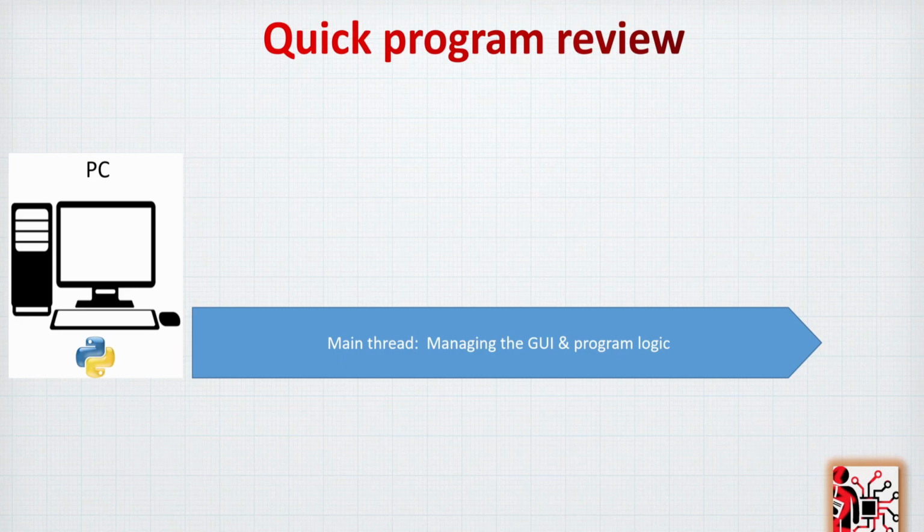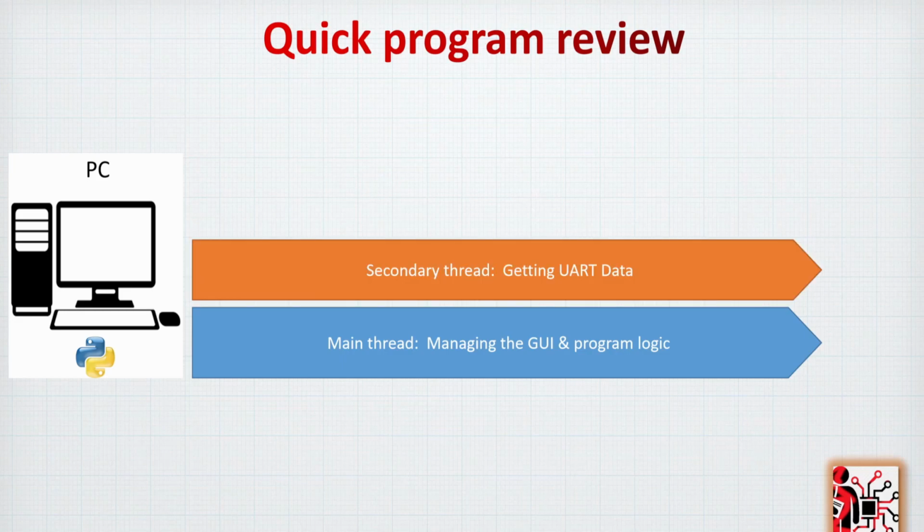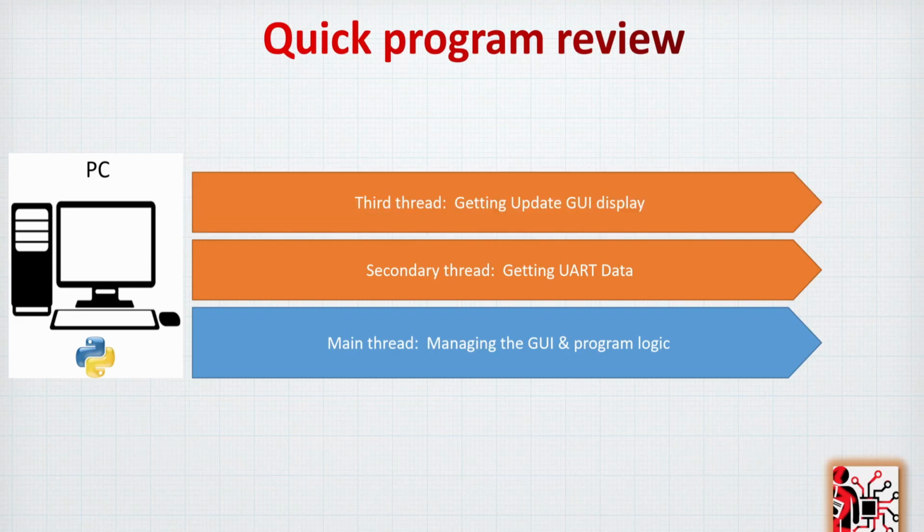The first thread will be managing the GUI and the program logic with the interaction with the user. The second thread will be managing the UART data, so we are going to read the data using the UART communication within that thread. Finally, the third thread, and this is what is new, this is the one that will update the GUI display when we receive the new data and we can see the dynamic change.